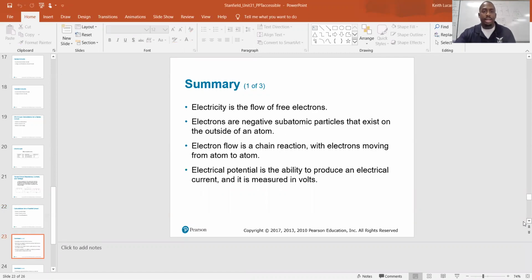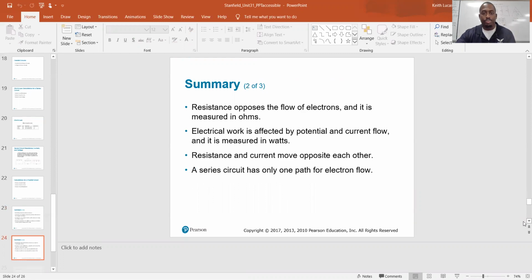So in summary, electricity is the flow of electrons. Electrons are negative subatomic particles that exist on the outside of an atom. Electron flow is a chain reaction with electrons moving from atom to atom. Electrical potential is the ability to produce an electrical current and is measured in volts. Resistance opposes the flow of electrons and it is measured in ohms. Electrical work is affected by potential and current flow and it is measured in watts. Resistance and current move opposite each other.